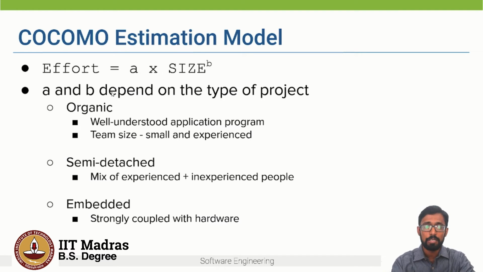So based on the type of project, we assign different values for A and B. And what you have seen is that the effort not only depends on the size of the project, but also on the type of project; the composition of the team is also an important factor on which the estimate depends.